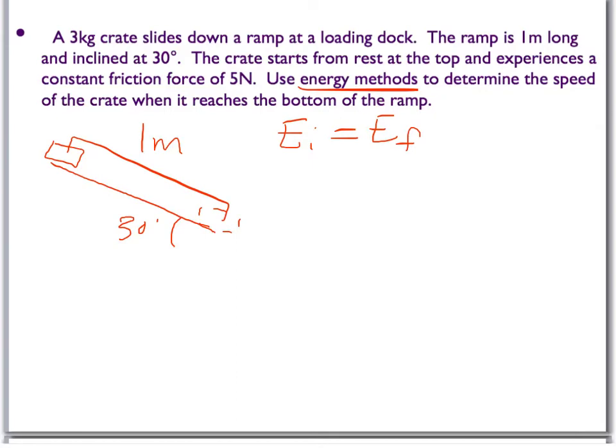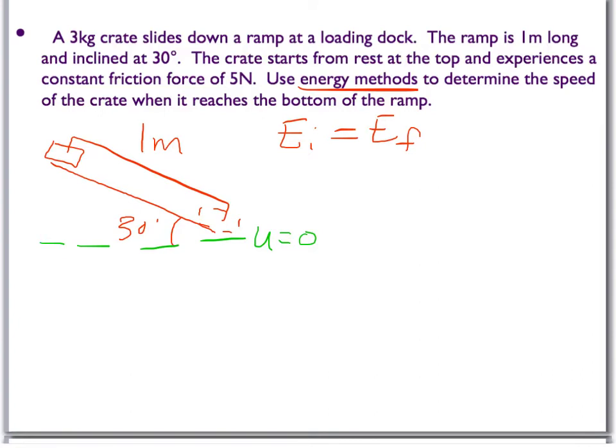In this case, I'm going to choose the ramp, the crate, and the earth to be my system. If I choose those 3 things as my system, then all forms of energy in this problem can be identified within one of those 3 things. Also, I need to define a reference level. I'm going to define ground level to be my reference level where my potential energy is equal to 0. Anytime you're working with a problem and looking at energy considerations, you want to choose a place where the potential energy is equal to 0.